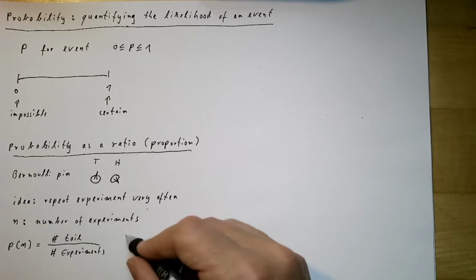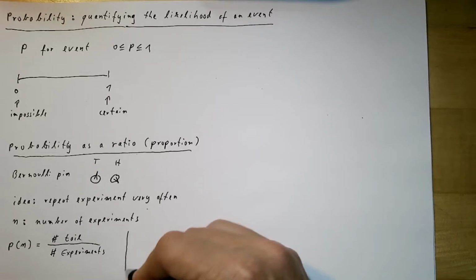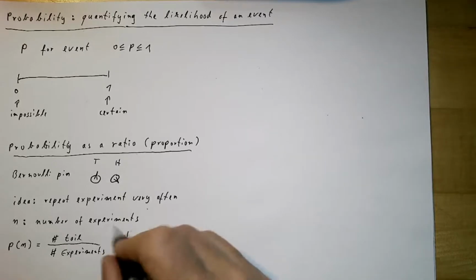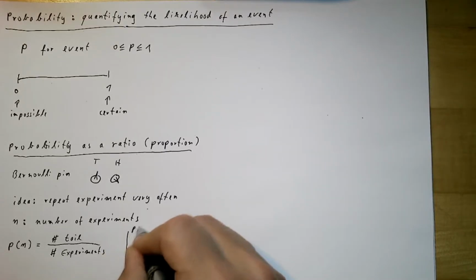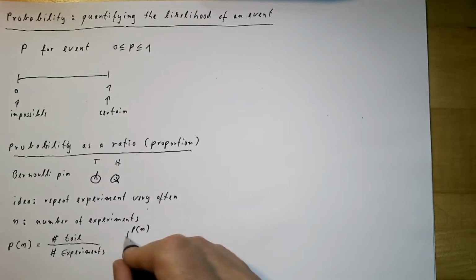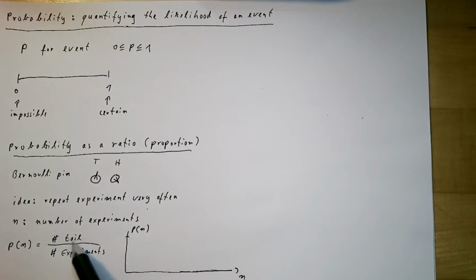And if we do this, we make a plot, the number of experiments n, and here we have this p of n. And it's clear that this must be bounded between 0 and 1, because we can never have more outcomes tail than the number of experiments. So this ratio is between 1 and 0.